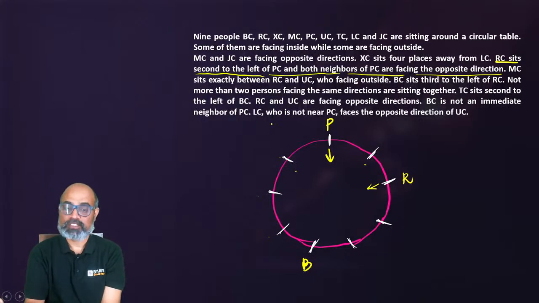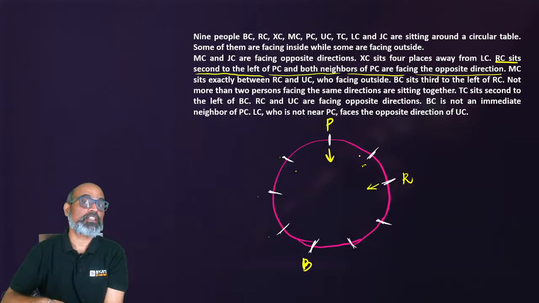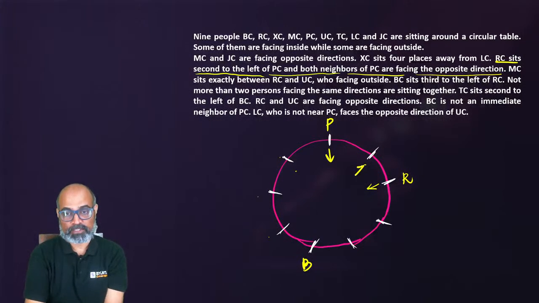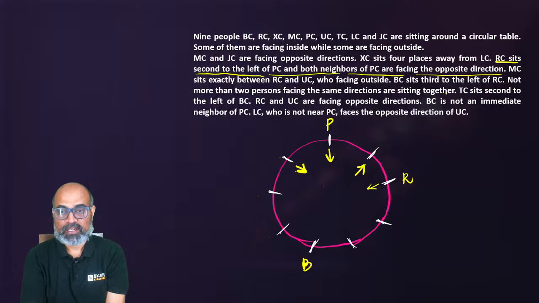But we'll have to start someplace. So let's assume that R is facing inwards as well. If R is facing inwards and P is facing inwards, then the immediate neighbor of P cannot be facing inwards, because we'll have 3 consecutive people facing inwards. So this person is facing outwards, this person is facing inwards. Okay, we're done with this statement.